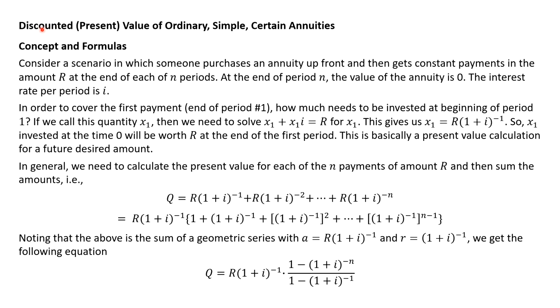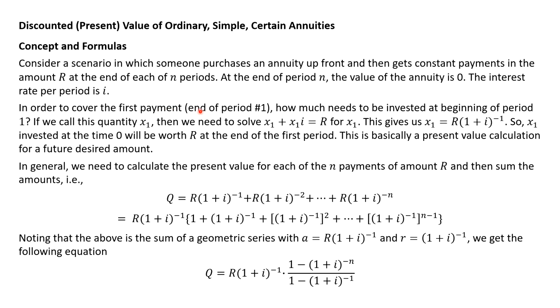It's called discounted present value of ordinary simple certain annuities. So consider a scenario in which someone purchases an annuity up front, as I explained, and then gets constant payments in the amount R at the end of each of n periods. At the end of period n, the value of the annuity is 0. The interest rate per period is I. So you continue to make money while there's still money left in the annuity.